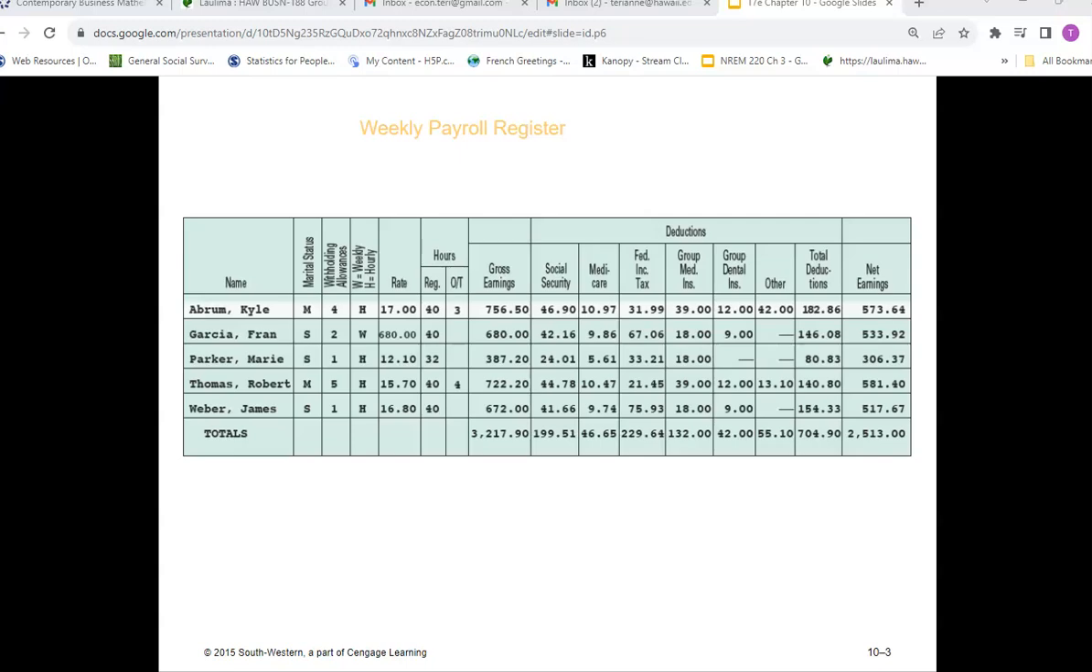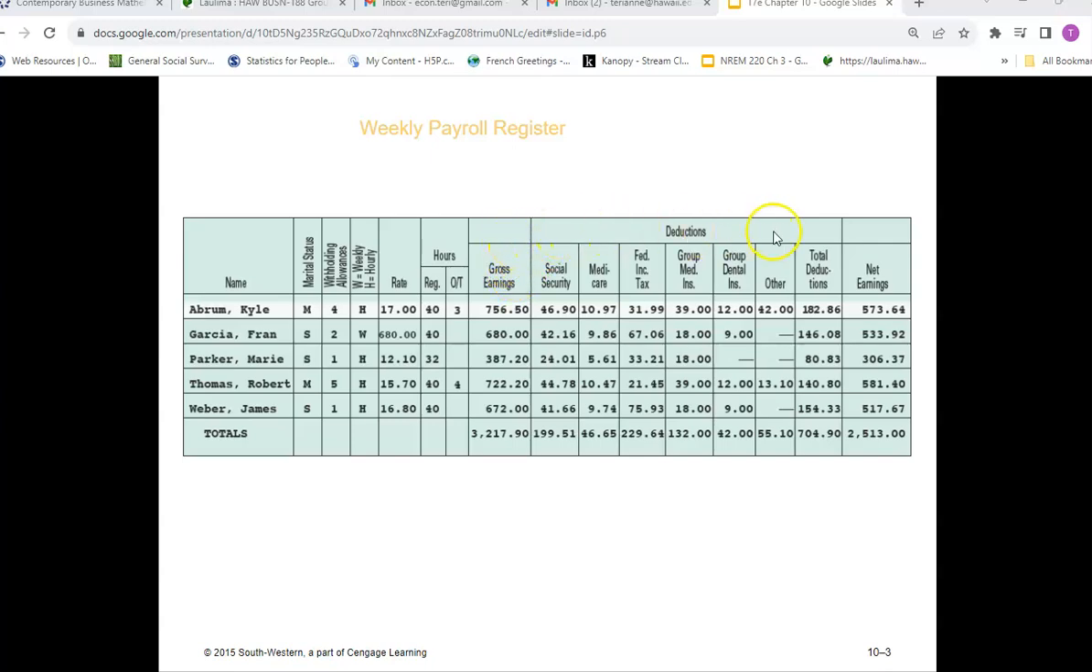A payroll register is just a summary of employee information. So here again, we have the employee's name, their marital status, either married or single, how many withholding allowances they have, so either 4, 2, 1, 5, or 1 in these cases. We also have how they're paid, whether it's weekly or hourly. We have the rate of pay, how many hours they worked, whether they had any overtime hours. And then we have their gross earnings, so their earnings before taxes.